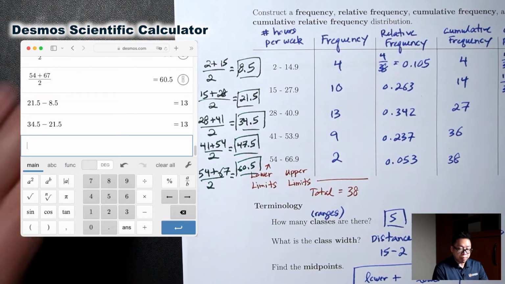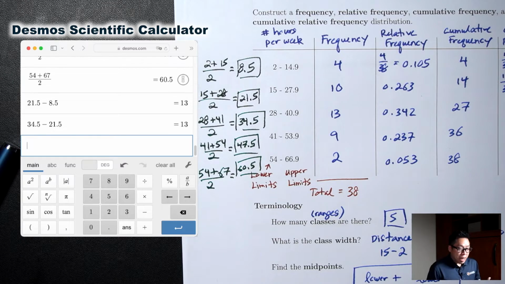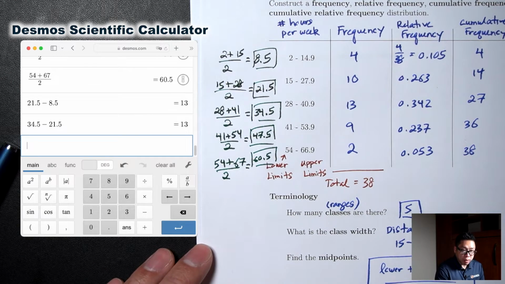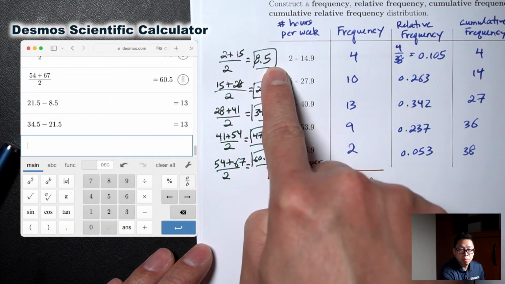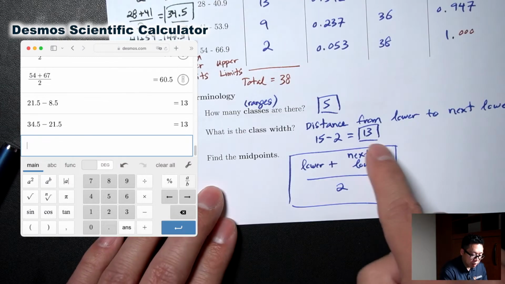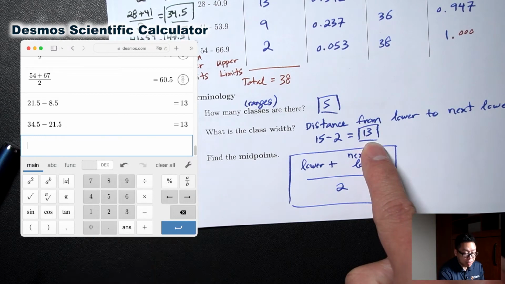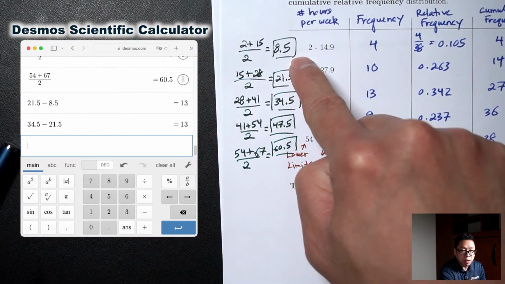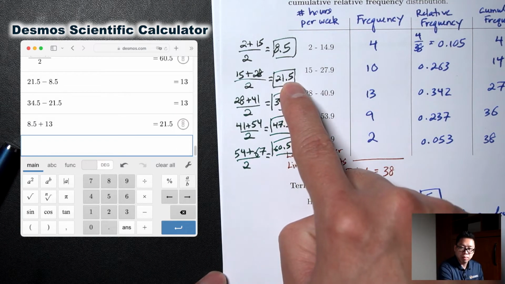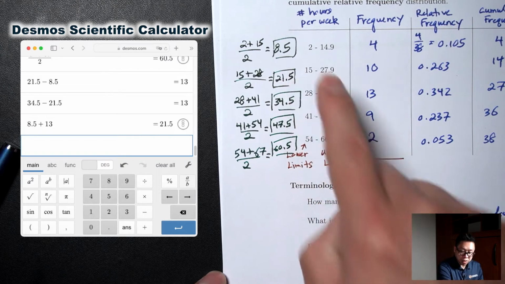So what does this mean? This means that we can actually save some time. All you really need to do is use the formula to get that first midpoint. Once you know that first midpoint and you know the class width, all you need to do is just keep on adding 13. So 8.5, add 13, it's 21.5. Start with 21.5, add 13 again.